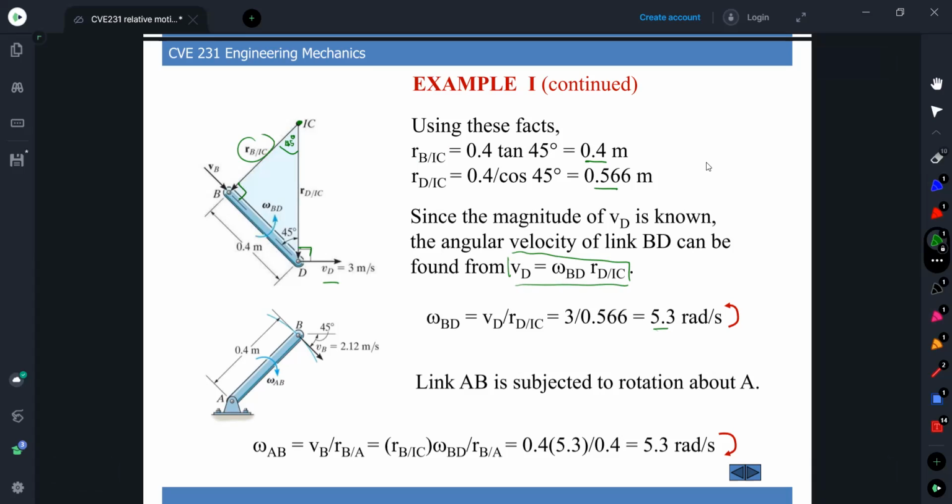If we consider link AB, we know that omega AB is VB over RB sub A. For this case, VB is equal to RB sub IC times omega BD. Now we can determine omega AB, which is equal to 5.3 radians per second clockwise. That completes this problem.